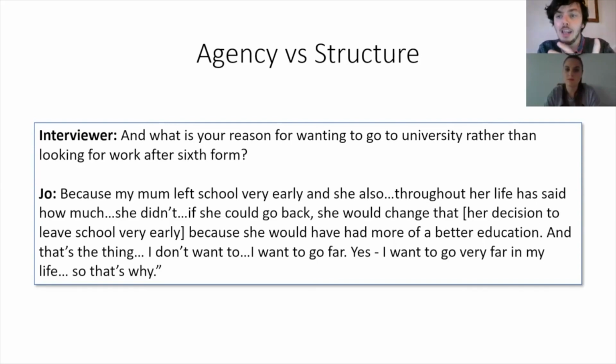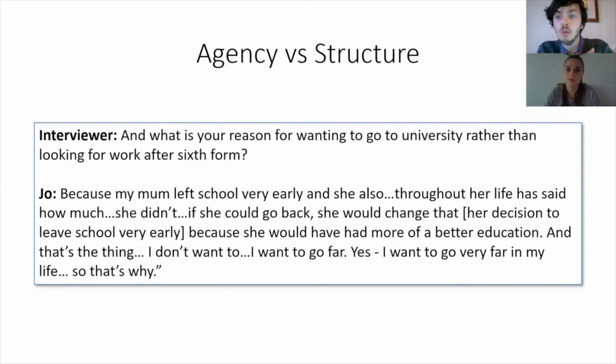So if we look at this interview extract, we could argue that it provides support to social scientists who believe that aspirations are formed by individual agency. So we can see that Jo wants to go to university. She wants to go far in life. And so that's one of the reasons why she wants to go to university.